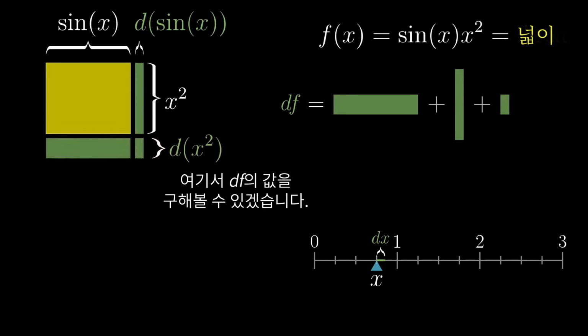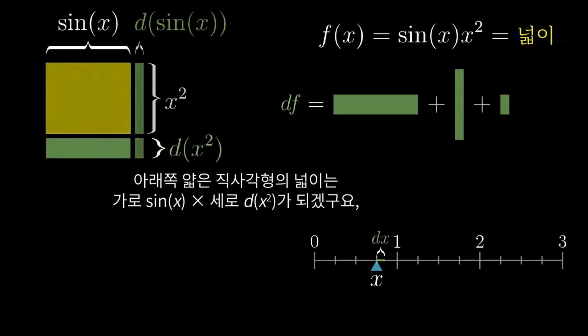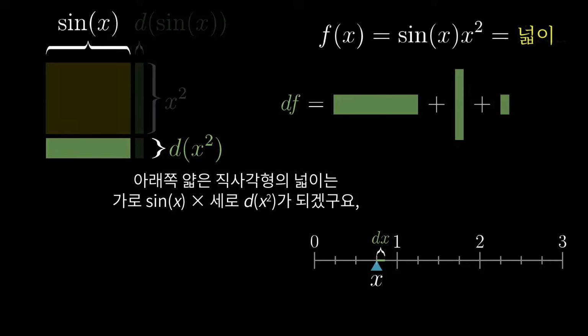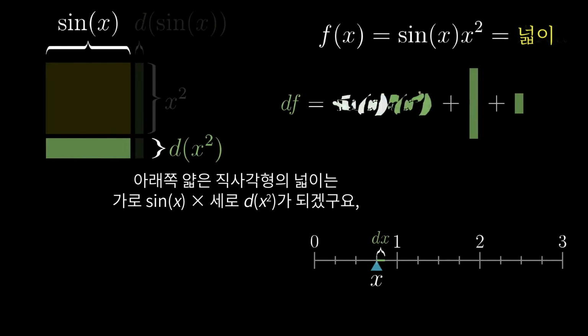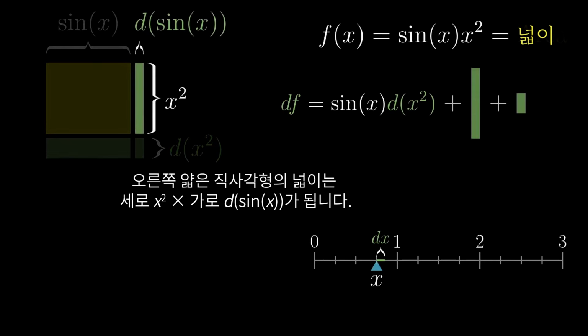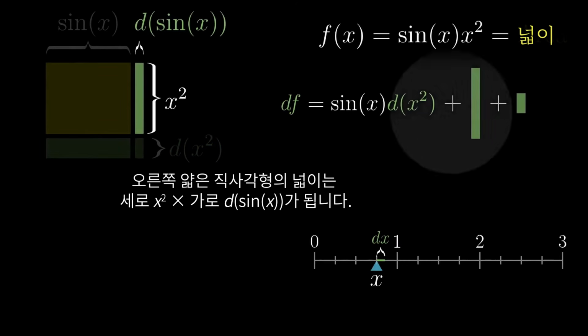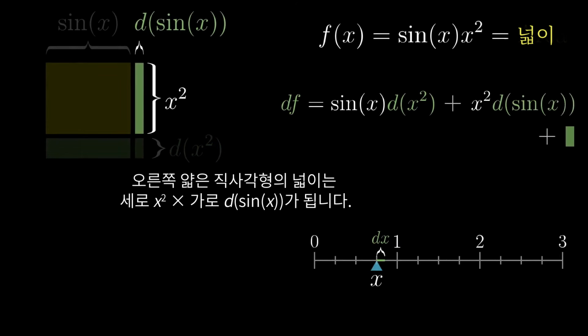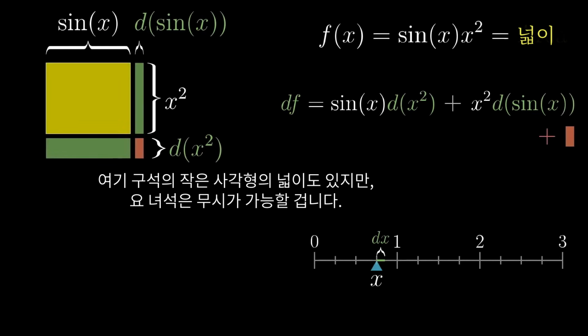And this gives us three little snippets of new area. A thin rectangle on the bottom, whose area is its width, sine of x, times its thin height, dx squared. And there's this thin rectangle on the right, whose area is its height, x squared, times its thin little width, d sine of x. And there's also this little bit in the corner, but we can ignore that.